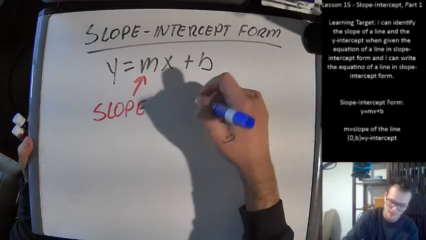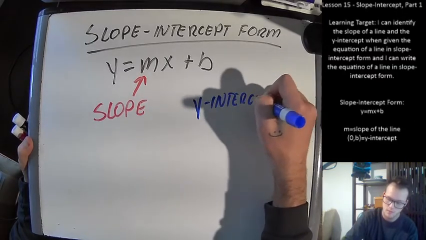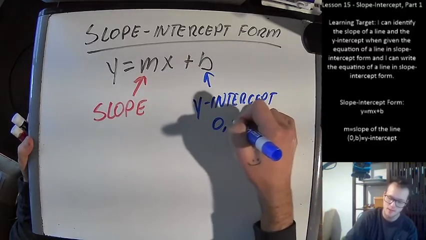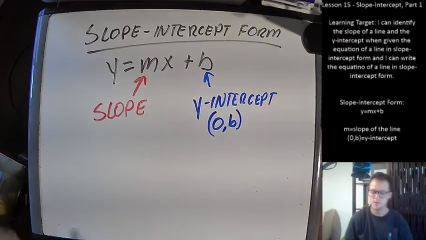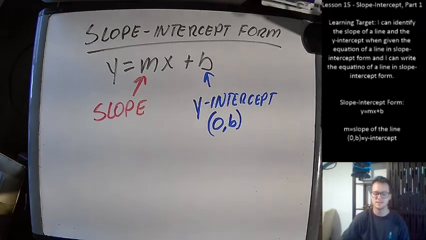Now, the y-intercept is this b term. The y-intercept is at the point (0, b). So the y value, wherever the line crosses the y-axis, is going to be this b value.